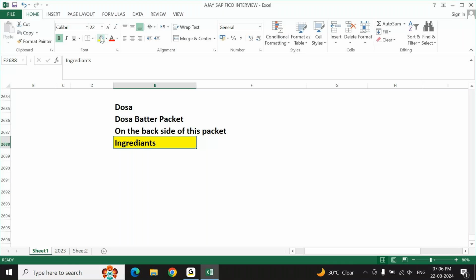Now, if you look at ingredients, what will be there in the ingredients? Now, for example, for this ingredient, let me take another example. Let's say raw material, ingredients, quantity. Simple one.